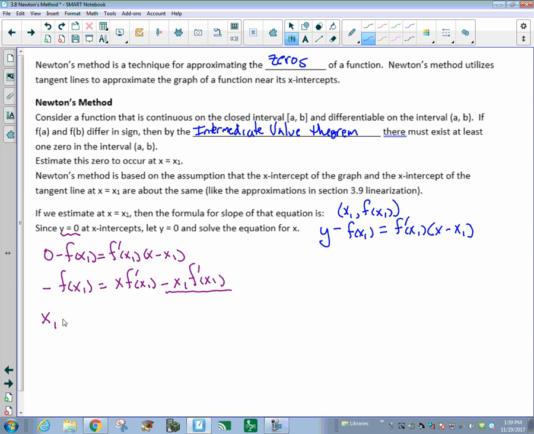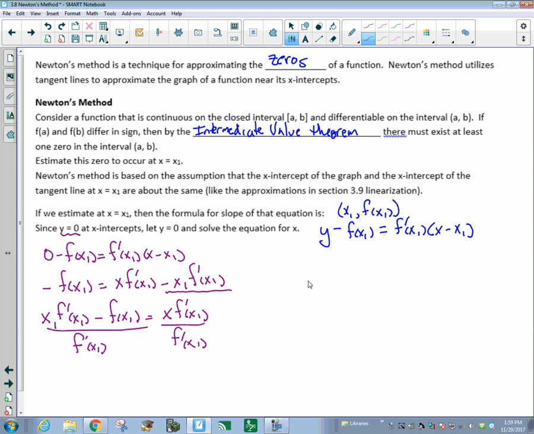So x sub 1 times f prime of x sub 1 minus f of x sub 1 will equal x times f prime of x sub 1, because I moved that term across the equal sign. Then I want x to stand alone, so I divide everybody by f prime of x sub 1. Over here these reduce out because they're 1, and over here I'm left with f of x sub 1 divided by f prime of x sub 1.